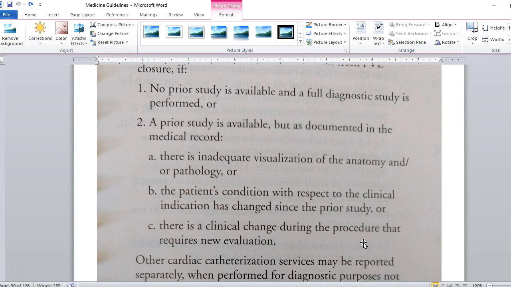So again, we need to know more information, and this is why we always want to go back into the medical record first to see if this information is there, and then always query the physician. Ask the provider, has the patient had one of these before? Because if they haven't, then we can code separately for it.